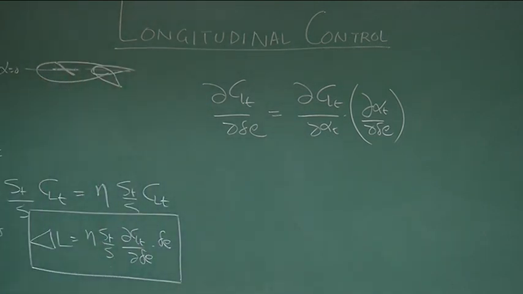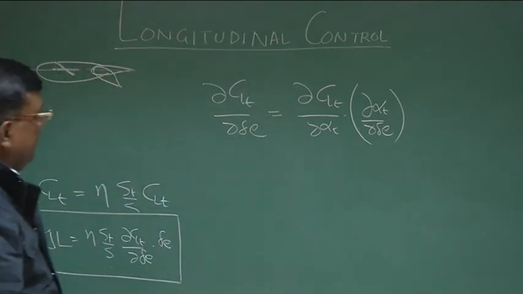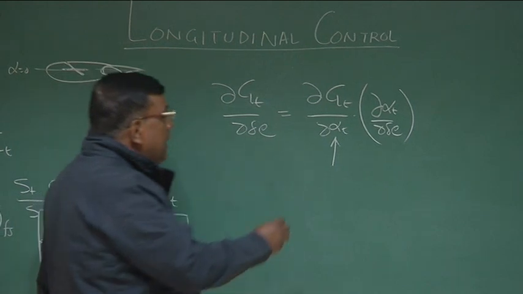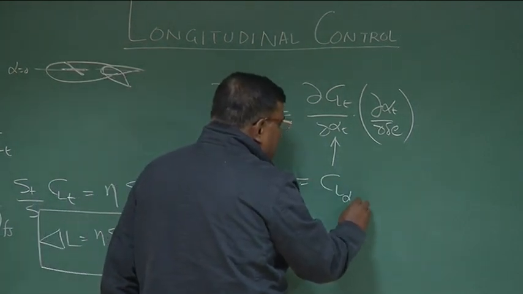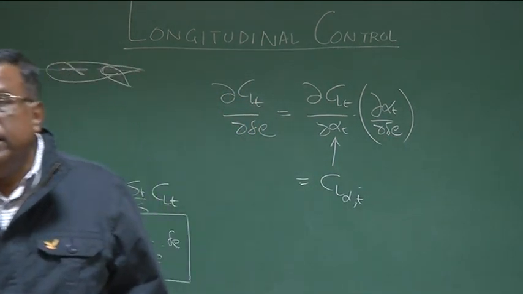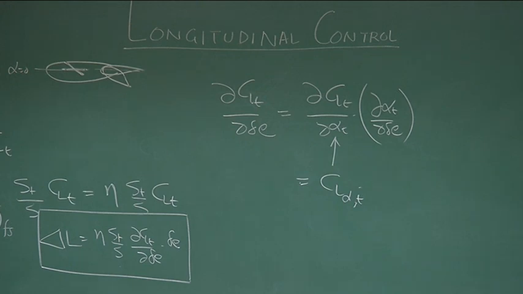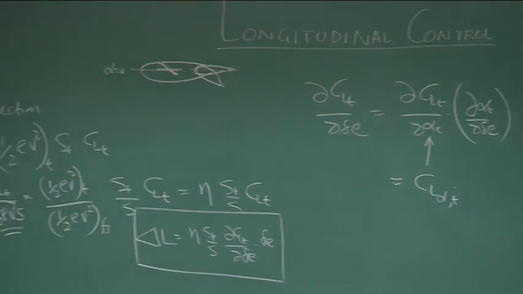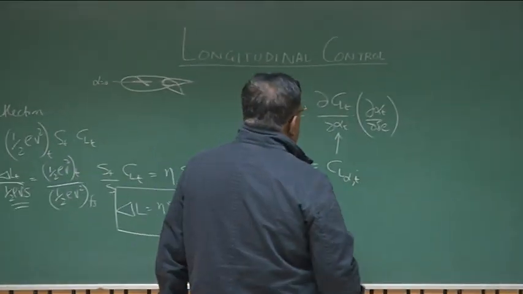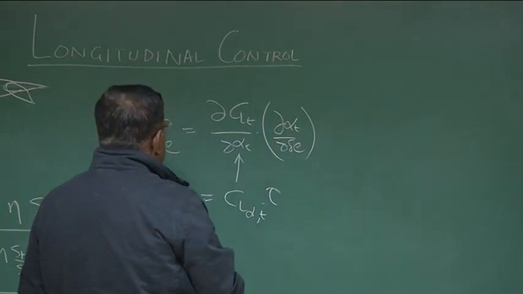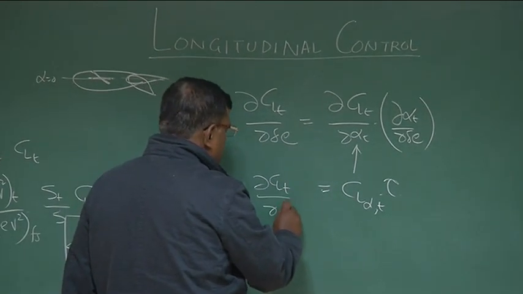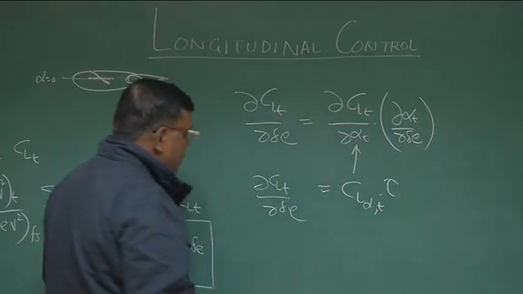Do you see now what is happening? What is dCLT by d alpha t? What is this? dCL by d alpha of tail. This is CL alpha tail. And this d alpha t by d delta E, physically what does it imply? It implies per unit change in elevator deflection, how much alpha tail effectively is being changed. Okay, that causes the additional lift. And this is a parameter tau. So I can write this as dCLT by d delta E, CL alpha t into tau.